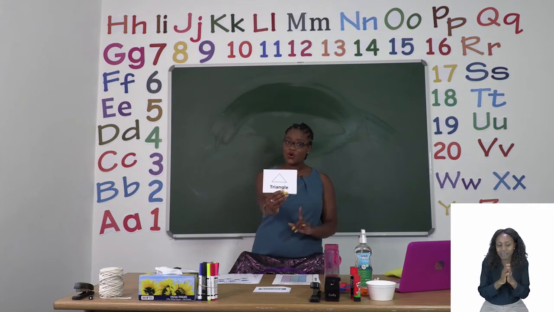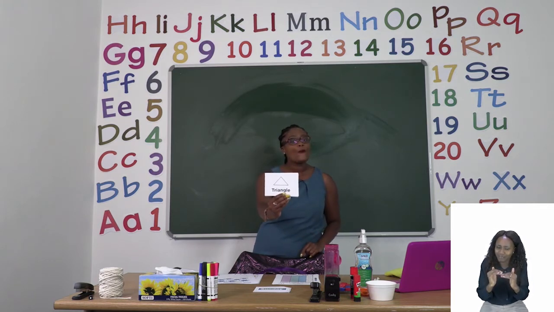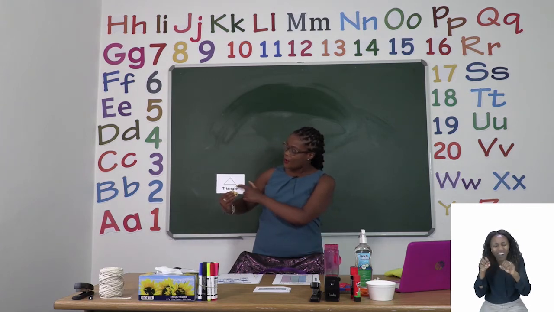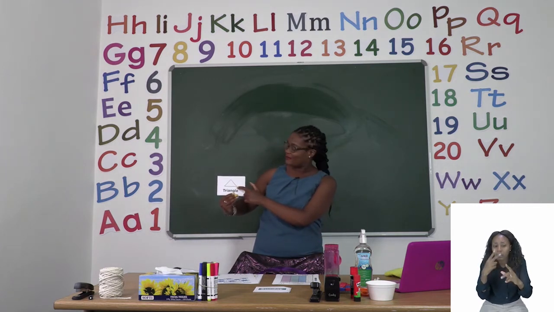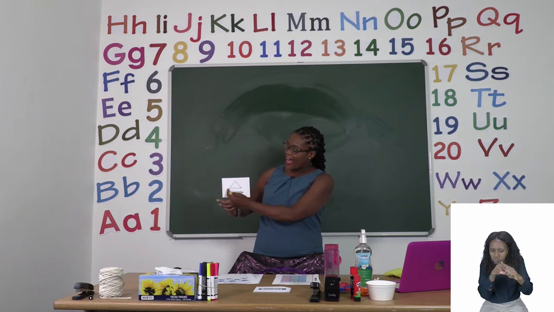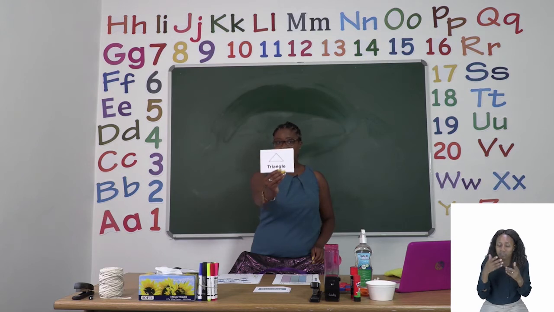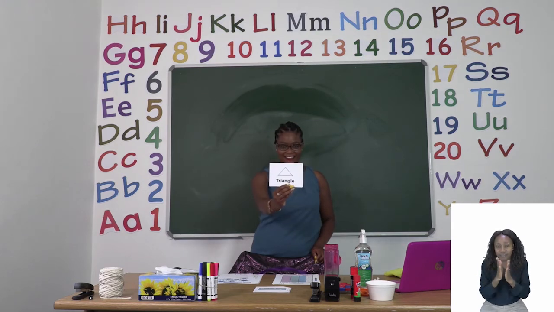And then it goes ahead and asks how many corners. So let's take a look at the corners. We have 1, 2, and 3. So there are 3 corners in a triangle.